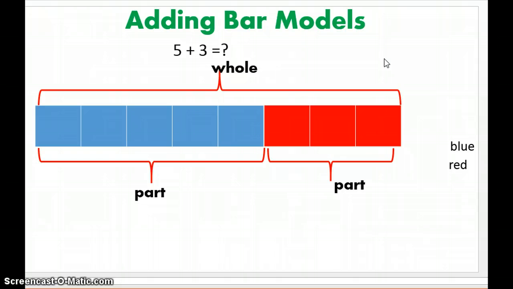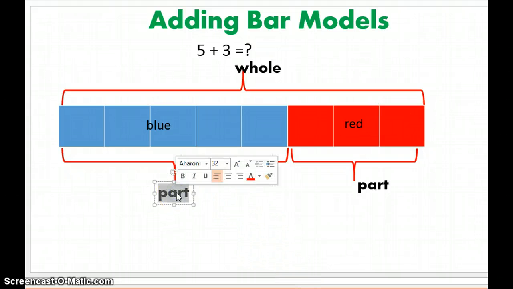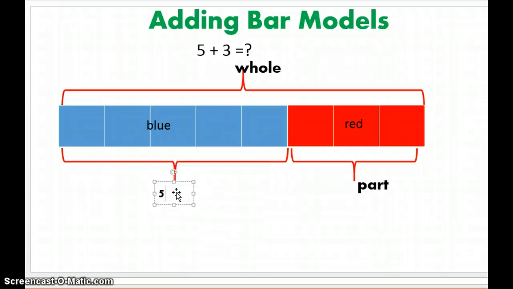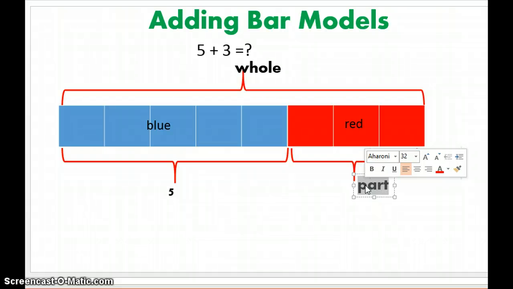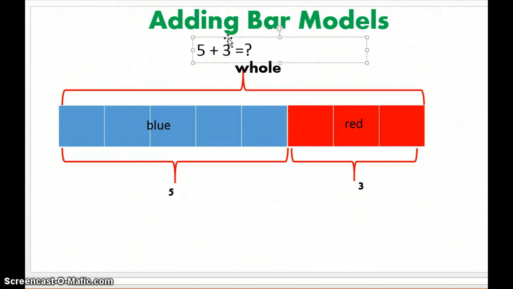This blue bar, we're going to label that blue. And this red bar, I'm going to label it red. My two parts. So this part represents the number 5. And this part represents the number 3. These numbers came from our problem that we're trying to solve, 5 plus 3.